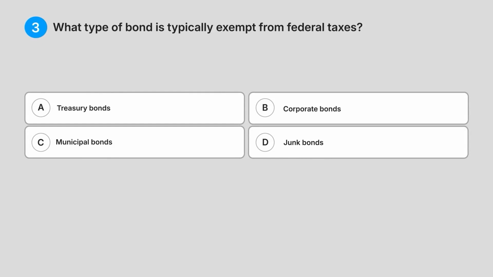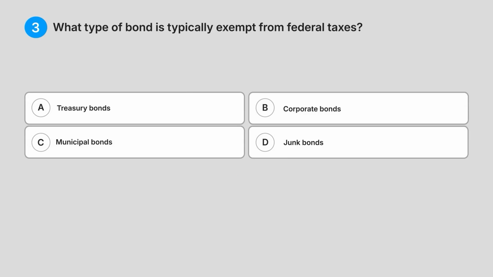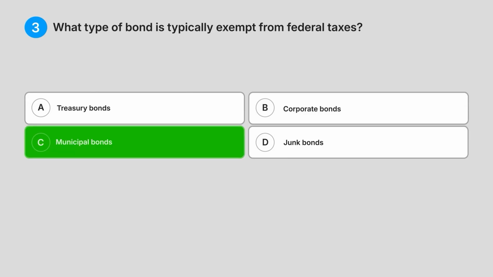3. What type of bond is typically exempt from federal taxes? A. Treasury bonds. B. Corporate bonds. C. Municipal bonds. D. Junk bonds. What do you think is the answer? Correct answer, C. Municipal bonds.